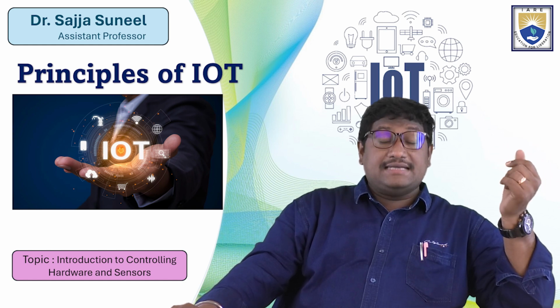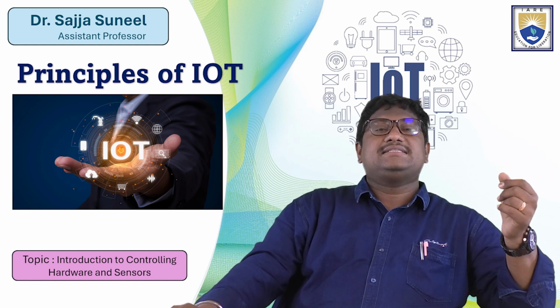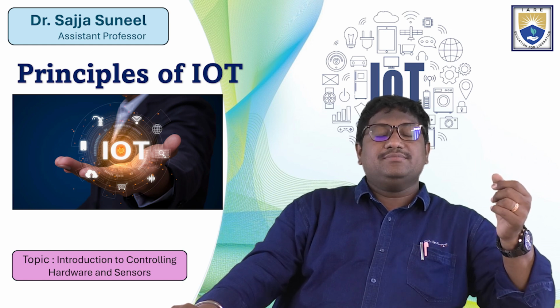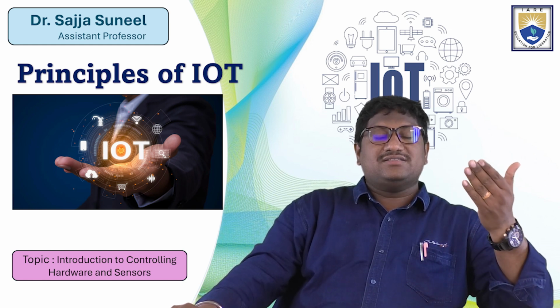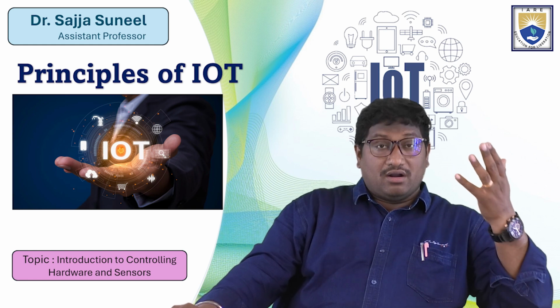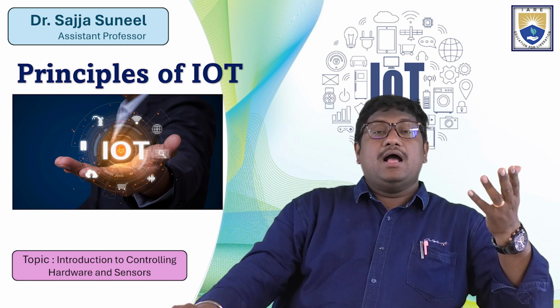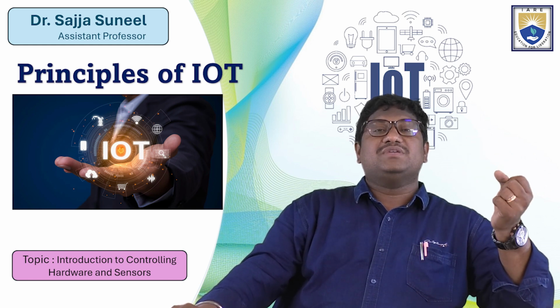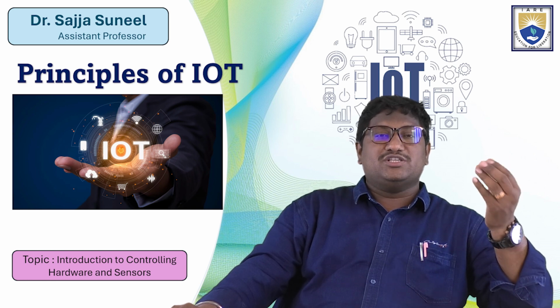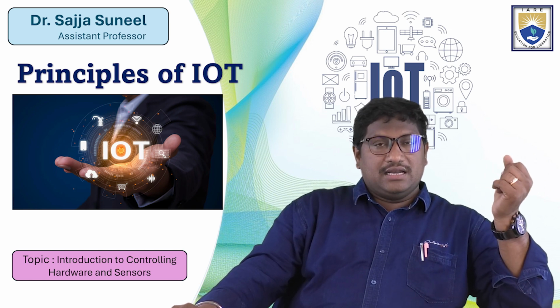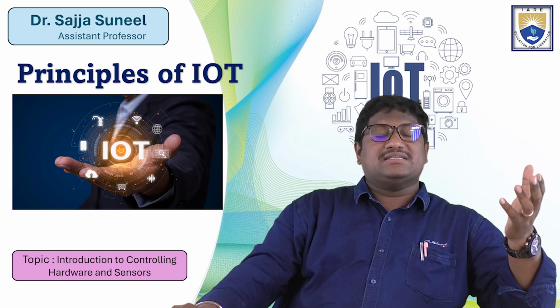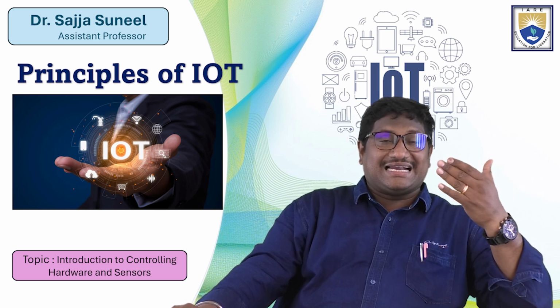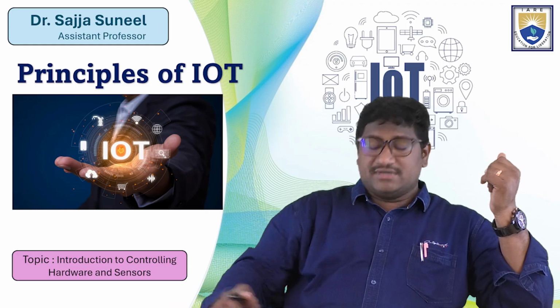and what the different kinds of sensors are which exist in an IoT system, and how we are going to control those particular hardware as well as sensors, how we are configuring them, and how we are extracting the data from sensors. All these things will play a major role in an IoT system. Now we'll have a quick view of what exactly these things are. Before going into the subject, I just want to tell you what exactly these principles of IoT are.